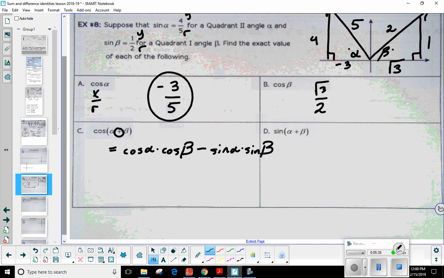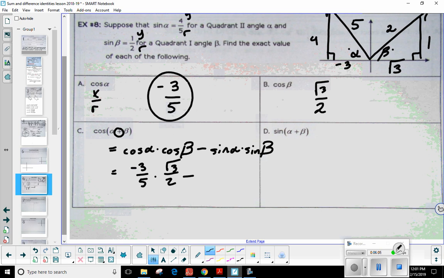Negative 3/5. Even if we need to look back at the triangle, we still see it's x over r. So I'm going to replace cosine of alpha with negative 3/5 times... Now I need cosine of beta. Well, didn't we already find that too? Square root of 3 over 2. This is exactly what we were doing yesterday, only we're not having to use the unit circle. We're using the information that we were provided.